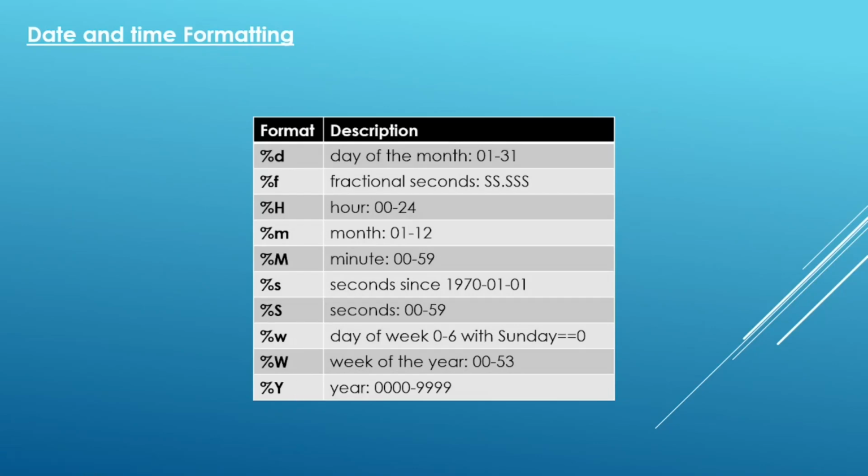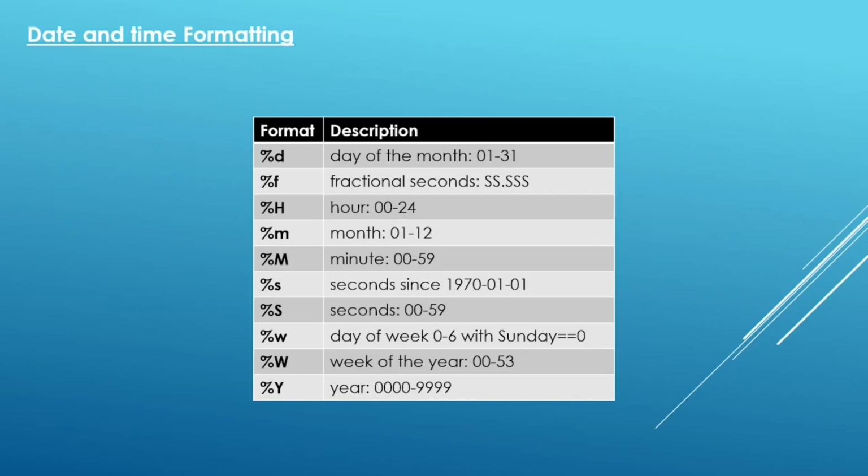So you can see the format percent small d stands for day of the month from 0 to 31. Percent F stands for fractional seconds. Percent capital H stands for 0 to 24 hours. Percent m stands for months 1 to 12. Percent capital M stands for minute 0 to 59. Percent small s is seconds, and percent capital S is seconds in 0 to 59. Percent small w is day of the week with Sundays as 0. Percent capital W is week of the year and percent capital Y is the year.